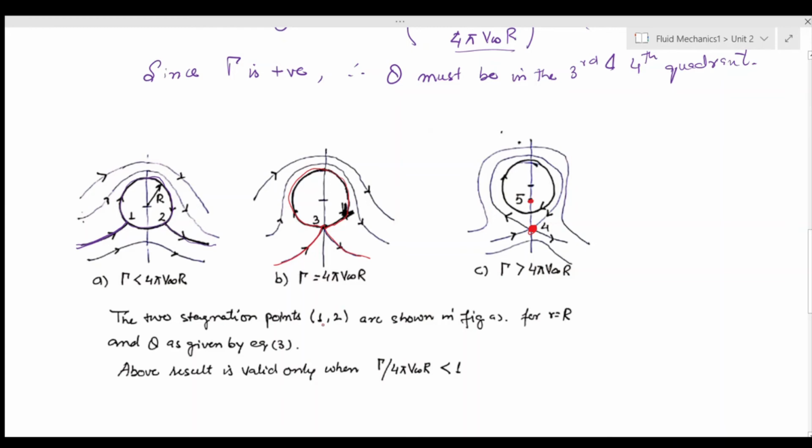The two stagnation points 1 and 2 are shown in figure A for r equals R and theta as given by equation 3. This is something which you can see. This case, which is shown in figure A, is valid only when circulation divided by 4 pi V infinity R is less than 1.